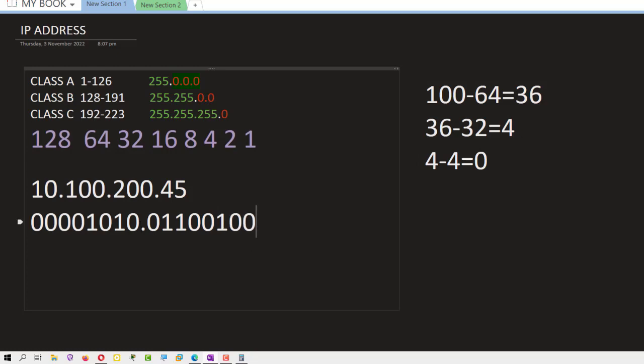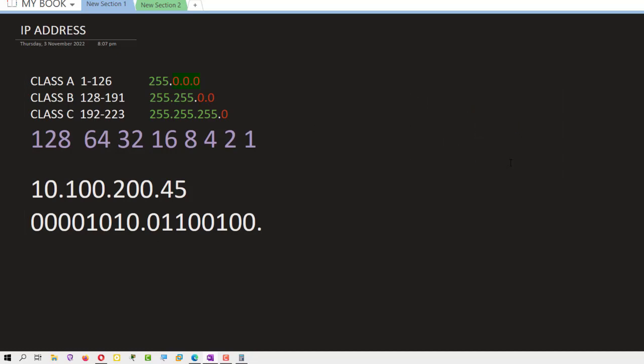So if you count here, you should have 1, 2, 3, 4, 5, 6, 7, 8. So you can see why after each dot is an eight-bit group. I bring my dots just to differentiate between the bits. So now I have to work with my 200 number, just like I did with the 100. Same way, I have to use these placeholders throughout.